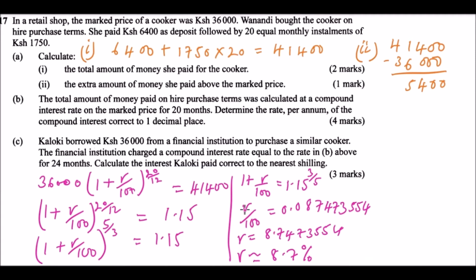But say Karaoke borrowed that 36,000 Kenyan shillings from a financial institution to purchase a similar cooker. The financial institution charged a compound interest rate equal to the rate in B above for 24 months. Calculate the interest paid correct to 1 decimal place. So we are going to make use of this space here.